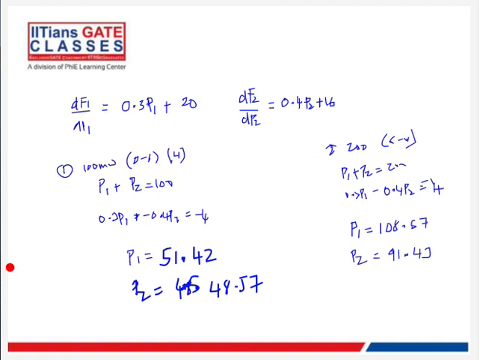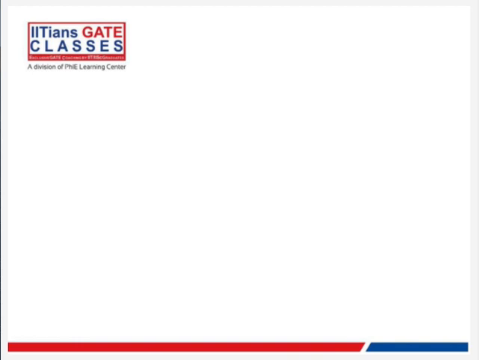So for 12 hours, generator 1 is generating 51.42, and for 12 hours, it is generating 108.57. For 12 hours, the load is 100, and for 12 hours, it is 200. So what will be the total cost? You substitute that in the equation.